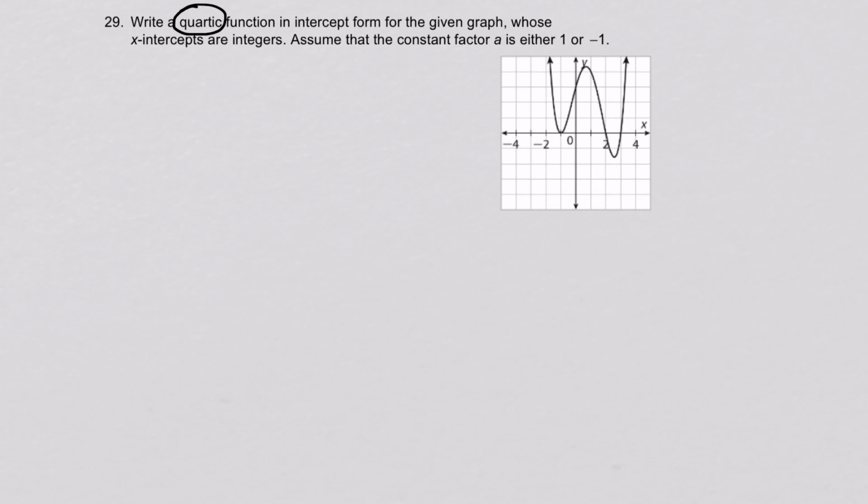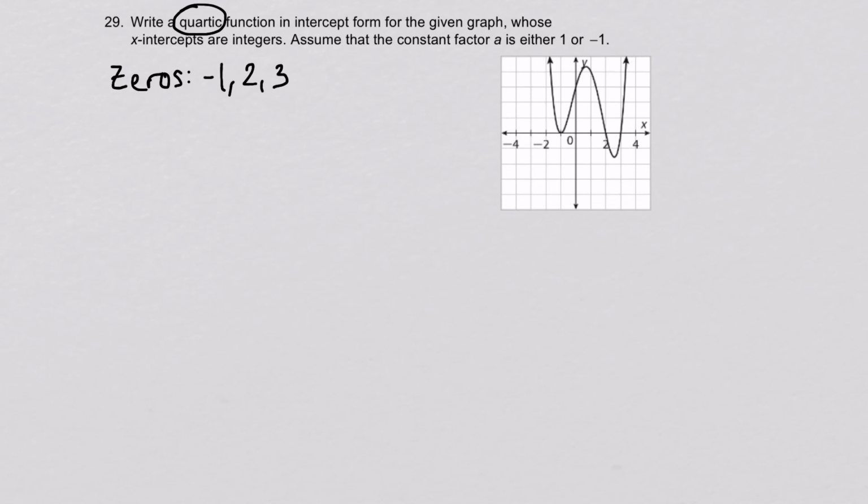Now quartic means that it's to the 4th power, right? It has x to the 4th power. That's quartic. So what I'm going to do first is find the zeros of this graph. The zeros are very easy to find by just looking at the graph and seeing where it crosses the x-axis, because the zeros and the x-intercepts are the same thing. So right away I can see one of the zeros is -1, another one is 2, and the other one is 3. So -1, 2, and 3.